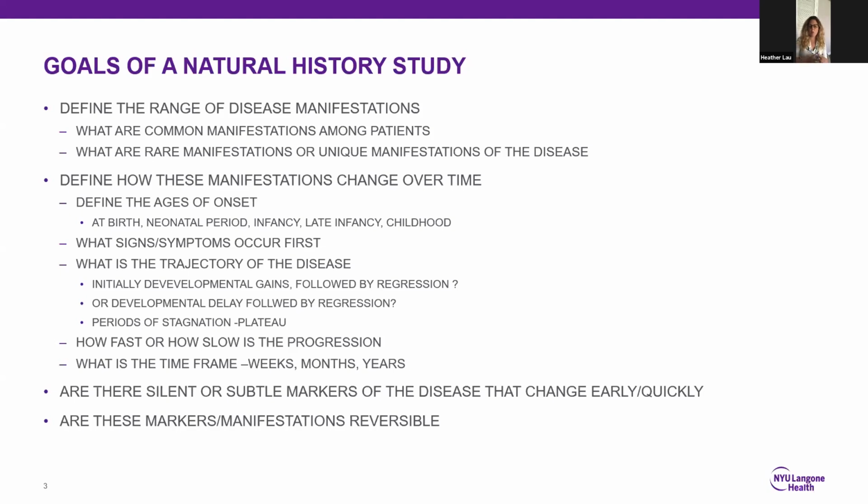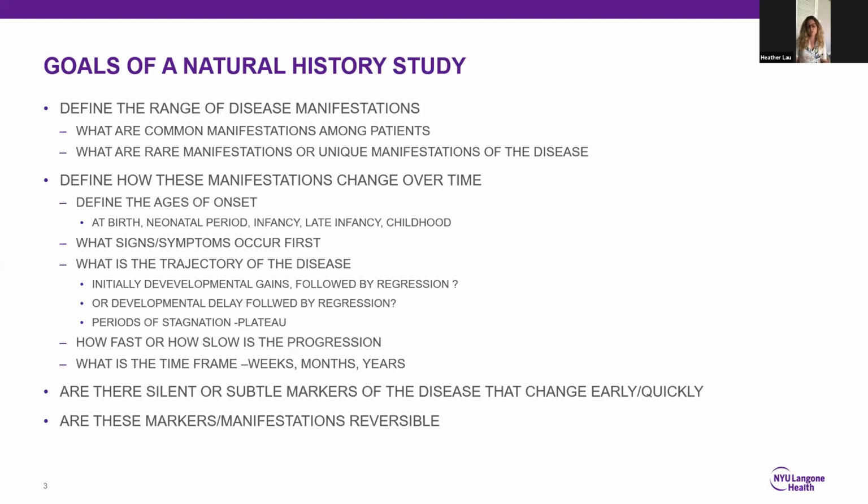And from watching the children over time, to understand how fast or how slow. What's important to know is that every child develops differently in general, but can we see trends? Can we see an overall trend of how fast or how slow each subtype of the disease progresses over time? Is it in weeks? Is it months? Is it years? And the best reporters of that are the parents and the family members of these children.